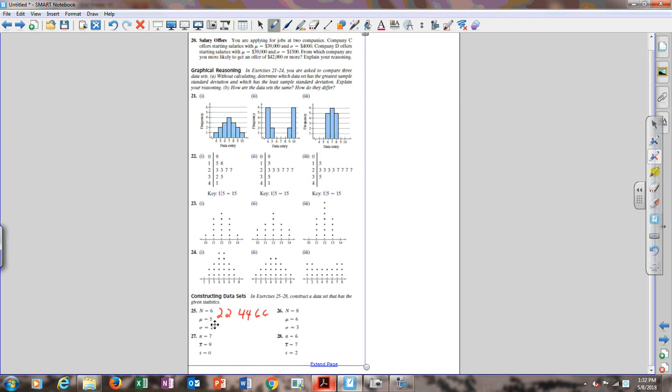But your mean isn't 5. Should have paid attention in the beginning. It's going to be 5, 5, 7, 7, and 3, 3. So start with the mean. 5, 5, 3, 3, 7, 7. That's it.